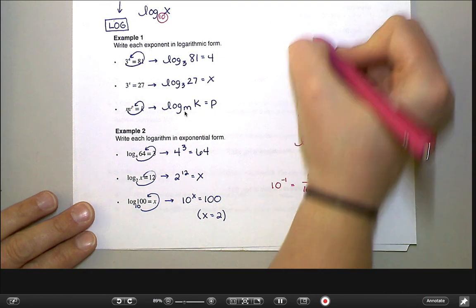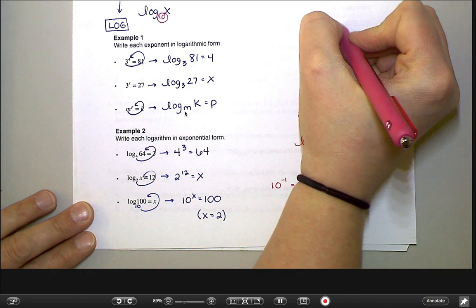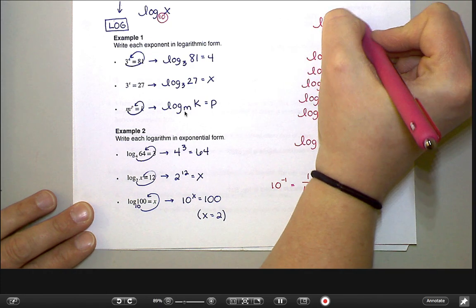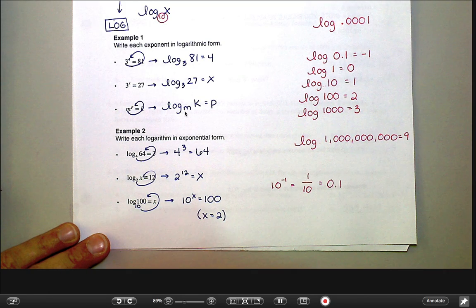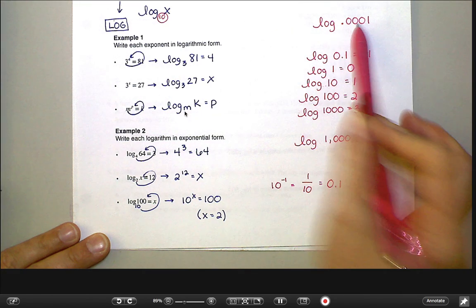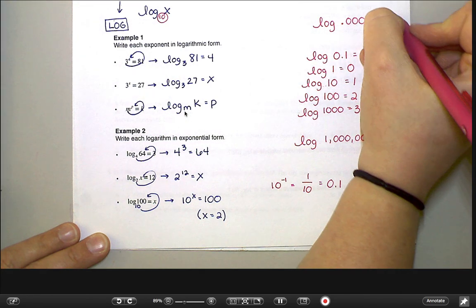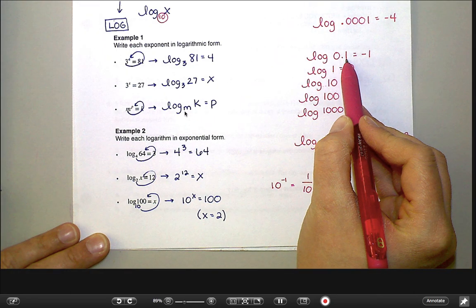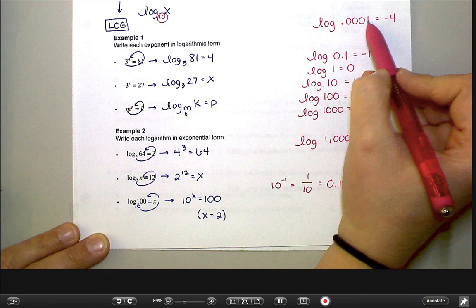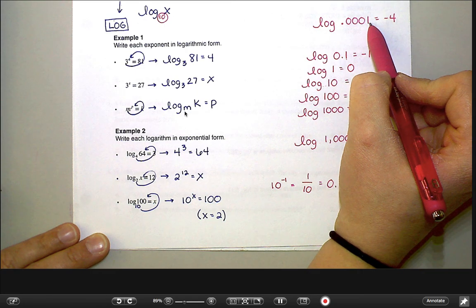So if I ask you for log of 0.0001, we have to think about how many decimal places that is. This gets a little confusing. This would be -4. Okay? Just like this was -1 because it was one place after the decimal, this one would be -4 because it's 4 places after the decimal.